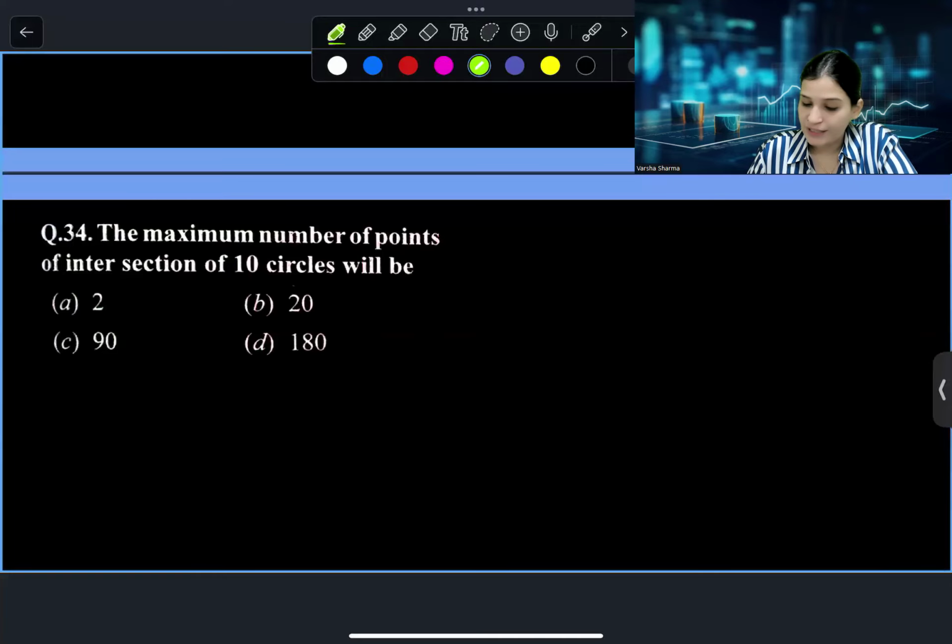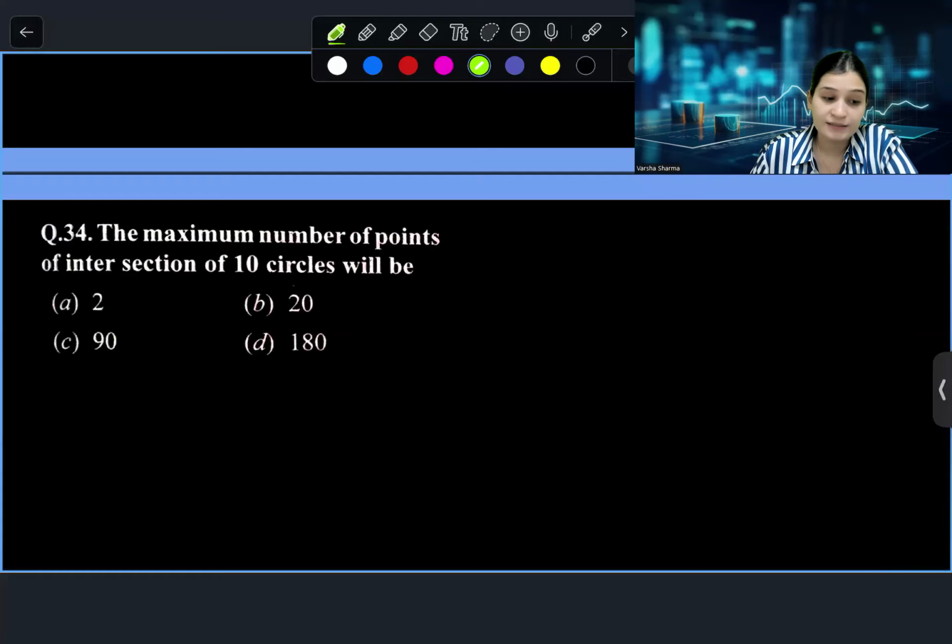Maximum number of points of intersection of 10 circles. What will happen? How? To intersect 2 circles out of 10, each pair of circles will cut at 2 points. So 10C2 into 2, 90.